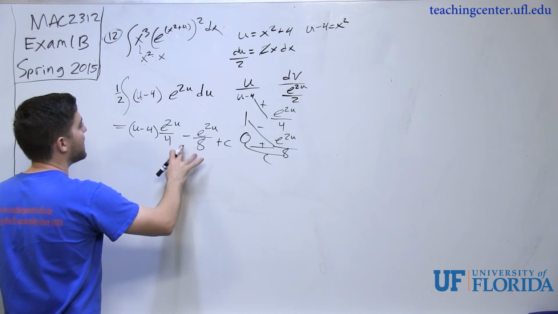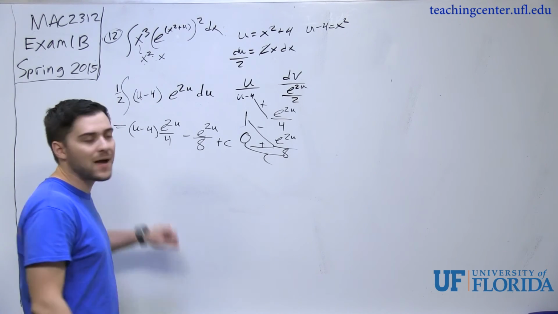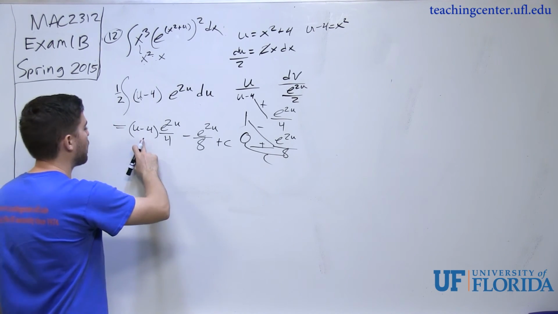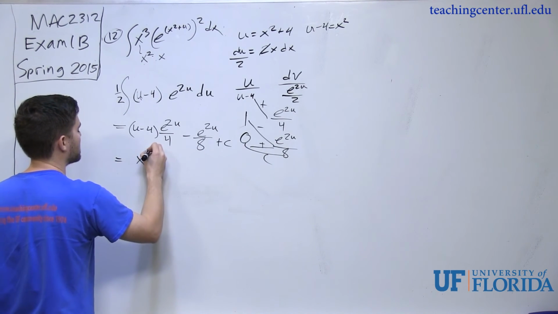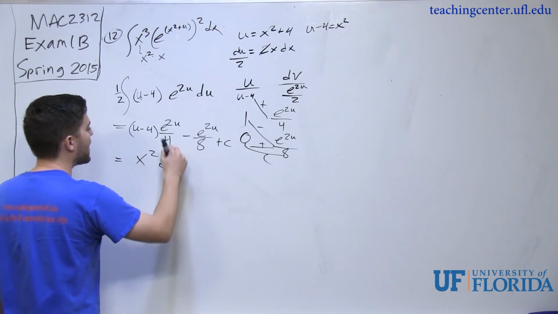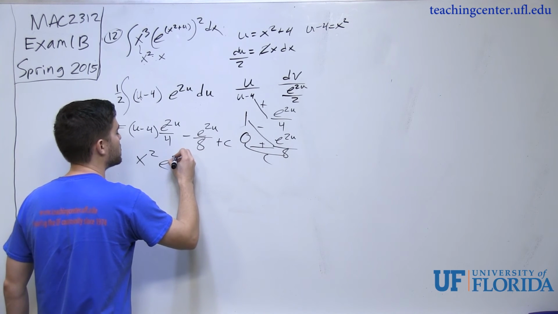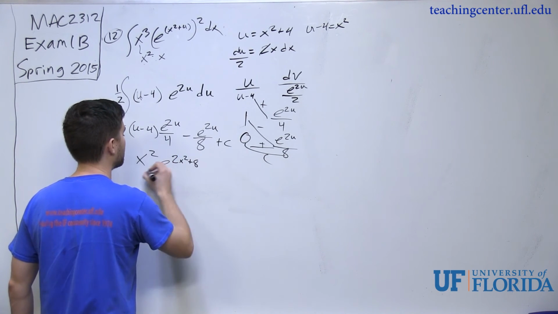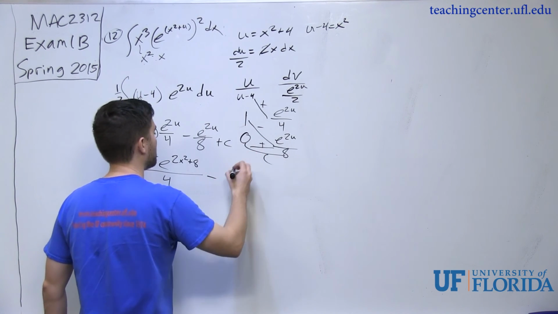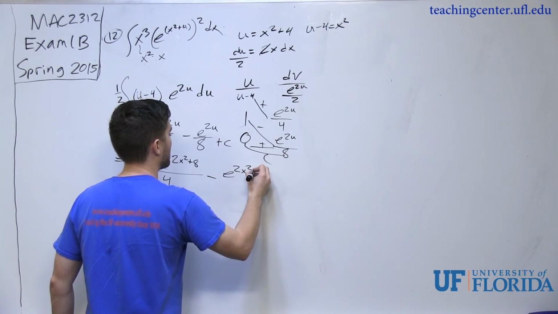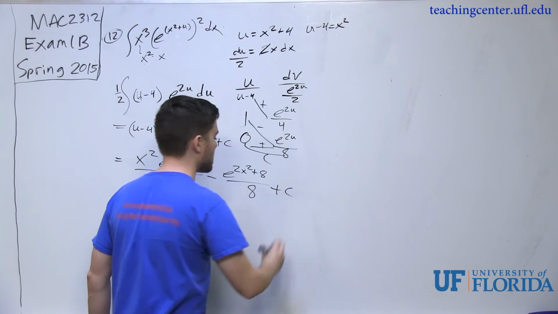Now I need to go back and factor in all my terms and change it back into x. For this u minus 4, instead of factoring it out, I'm just going to plug back in x squared, because that's all it was. So it's x squared, e, and I have 2 times u, where u is x squared plus 4, so this is e to the (2x squared plus 8) over 4, minus e to the 2u, which is e to the (2x squared plus 8) over 8, plus c.